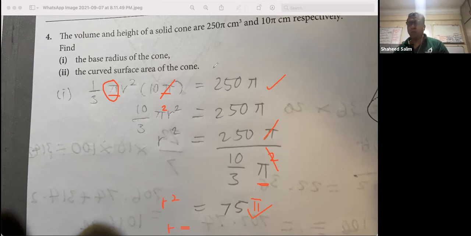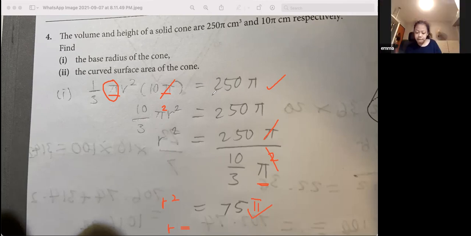You change the pi to 22 over 7. 22 divided by 7 times 75. Your answer. And you square root it.